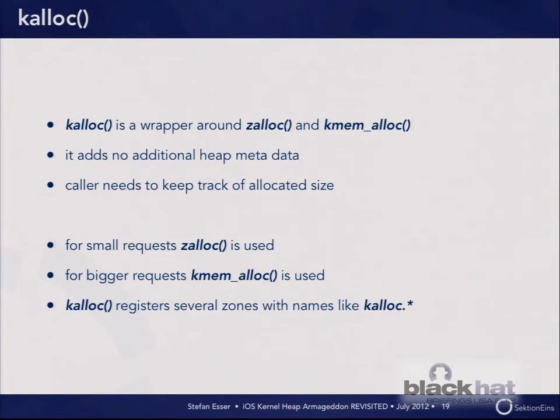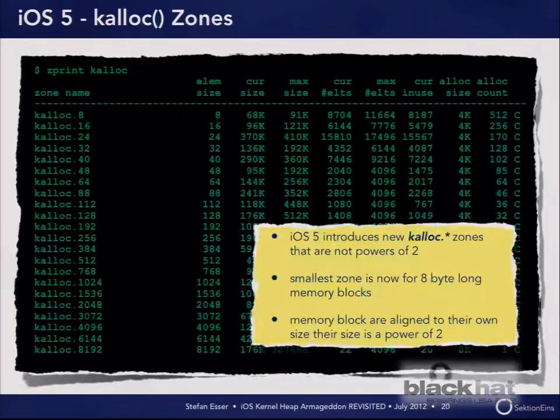And the thing is, for small memory requests, the zone allocator is used, and for bigger requests, kmem_alloc is used. And like I said before, kalloc needs to determine the zone, and basically kalloc creates a bunch of its own zones. You can see these zones with zprint again. And this is an output from iOS 5. So you can see there's a bunch of zones. And nowadays, these zones are not necessarily powers of 2. In the past, there were only powers of 2 starting with 16.